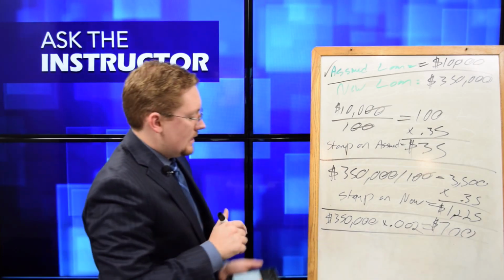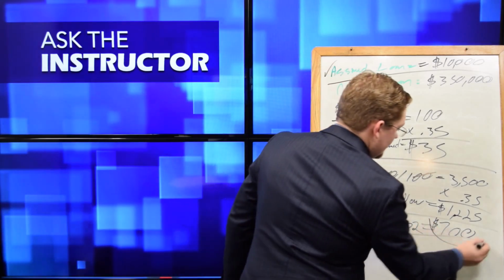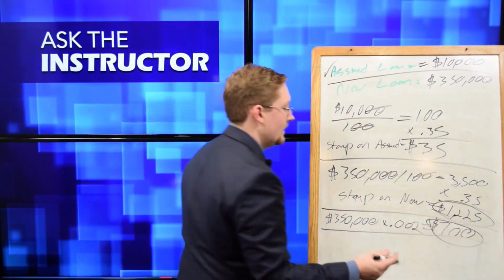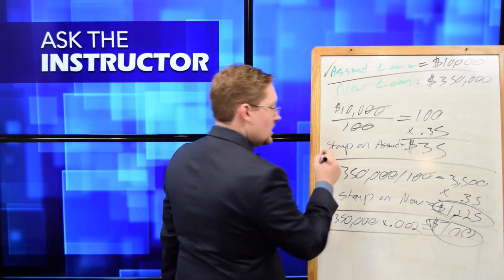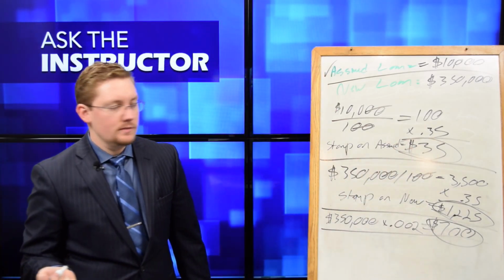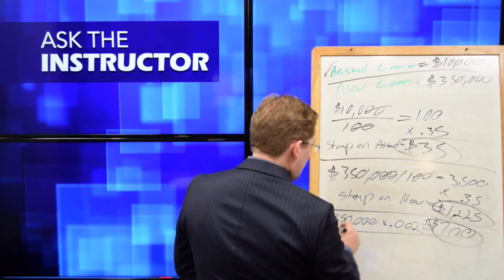So finally, all we're going to have to do is add these together. We have our $700 intangible tax on the new mortgage. We have our $1,225 stamp tax on the new mortgage, and our $35 stamp tax on the assumed mortgage. So our last step, again, just adding them. So we're going to go ahead and put these all together.